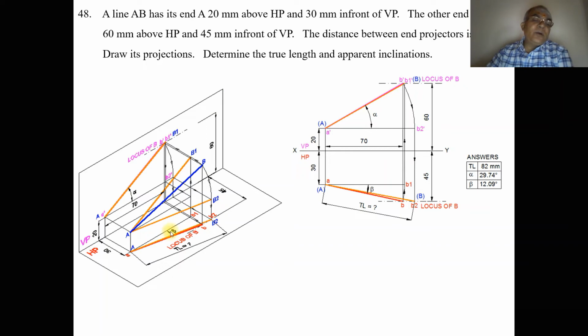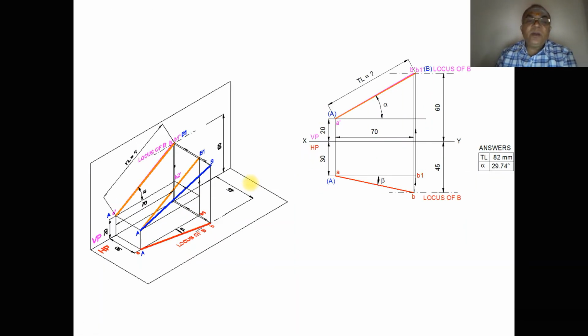And then you find out, you measure the angle, the apparent inclination with respect to VP. Then also you find out what is the true length of the line. Now similarly, when you are taking this in 3 dimensions, in the first condition, I want to find out what is the true length in the front view. To find the true length in the front view, I need to take the top view line.